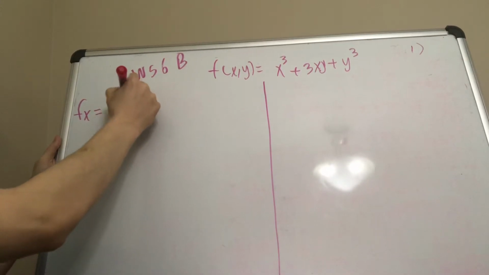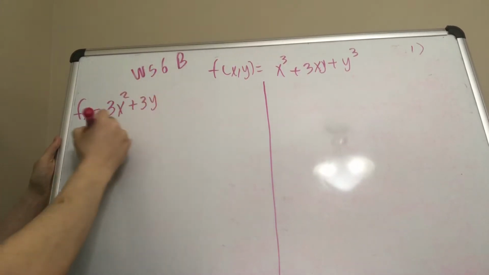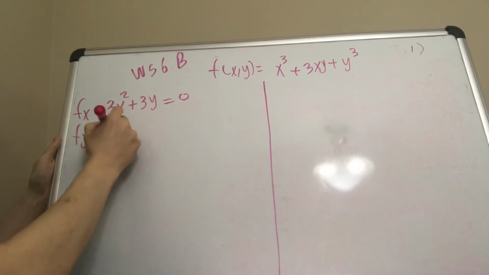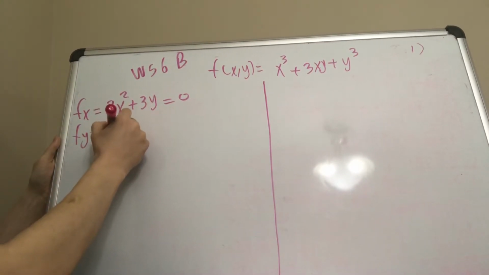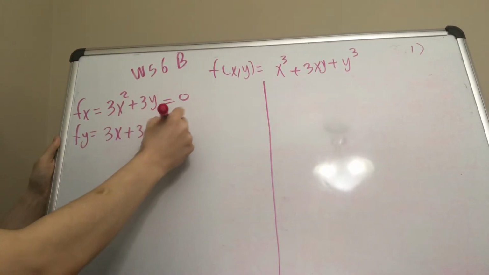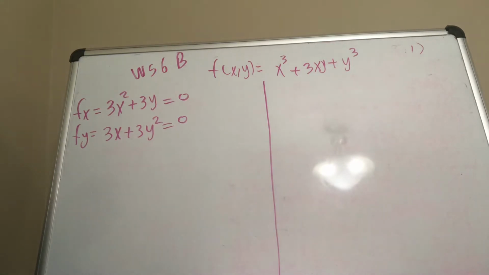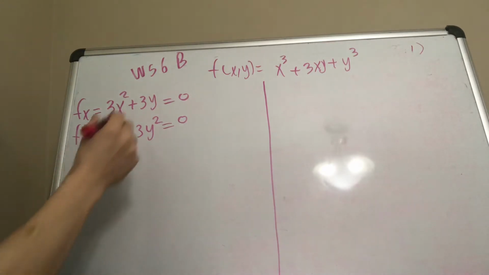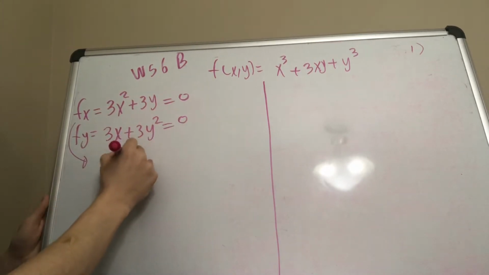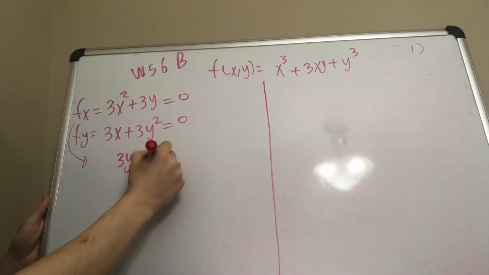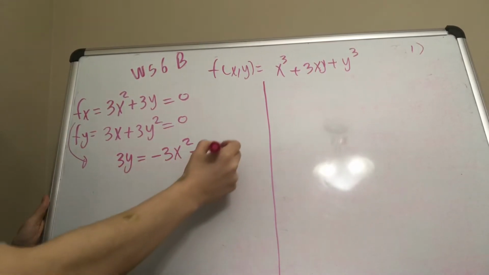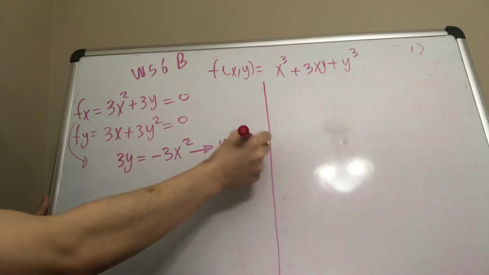That's 3x squared plus 3y, and make it equal 0. Derivative with respect to y, 3x plus 3y squared, and make it equal 0. From the first equation, if I bring 3x squared over, 3y equals negative 3x squared, divide by 3, y equals negative x squared.